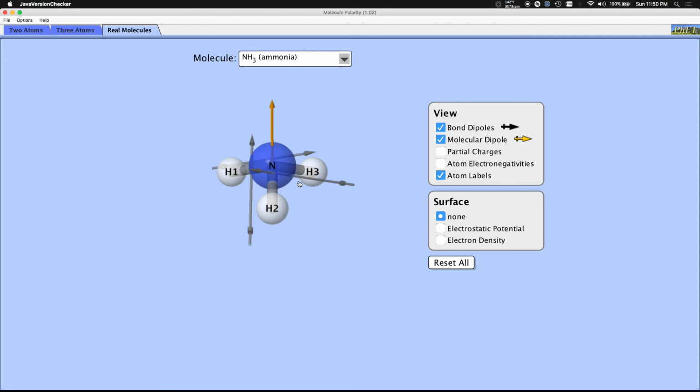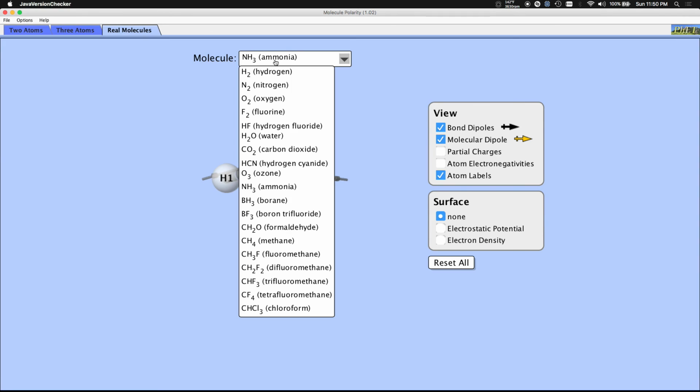If we look at something like ammonia, it has an electron pair. That's why it looks trigonal, not trigonal planar, but trigonal pyramidal. If we look, nitrogen's pulling all of these things up, and therefore we have the molecular dipole going straight up. Basically, because we have a molecular dipole, these molecules are polar.